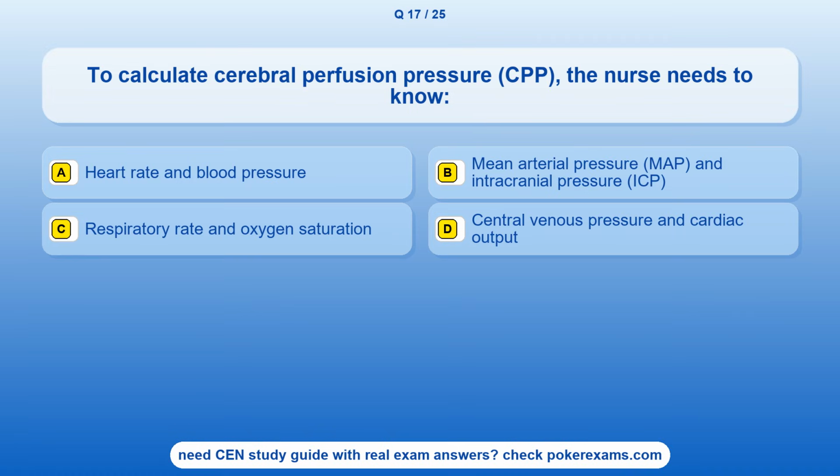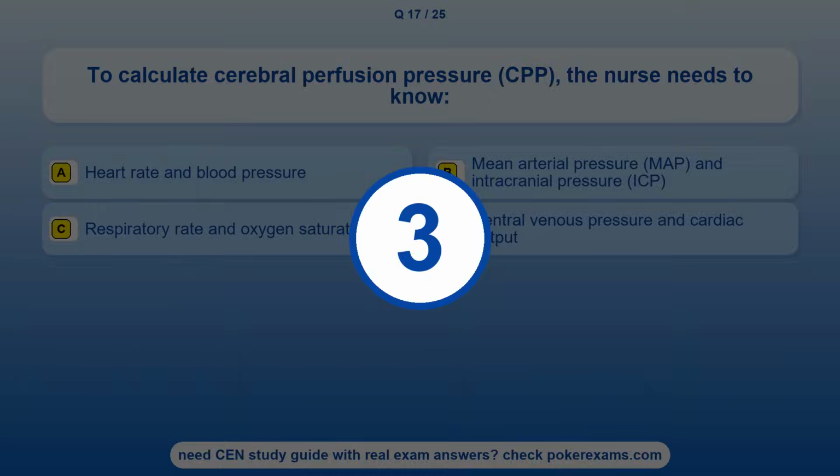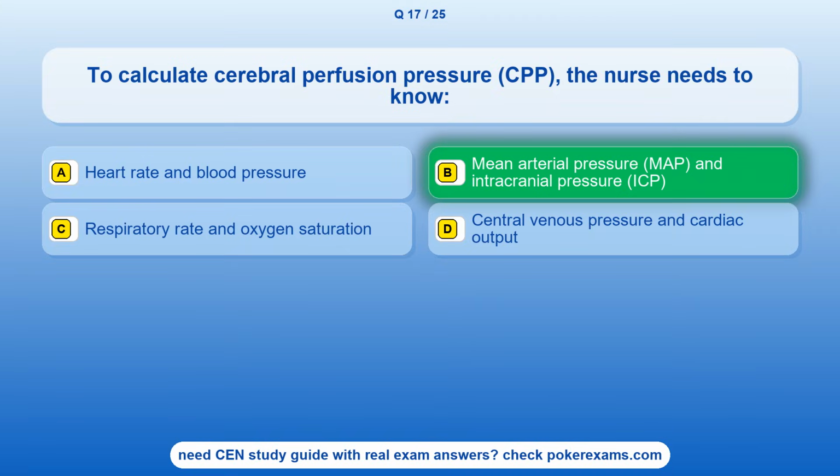Question 17. To calculate cerebral perfusion pressure, CPP, the nurse needs to know option A, heart rate and blood pressure. Option B, mean arterial pressure, MAP, and intracranial pressure, ICP. Option C, respiratory rate and oxygen saturation. Option D is central venous pressure and cardiac output. The correct answer is option B, mean arterial pressure, MAP, and intracranial pressure, ICP.